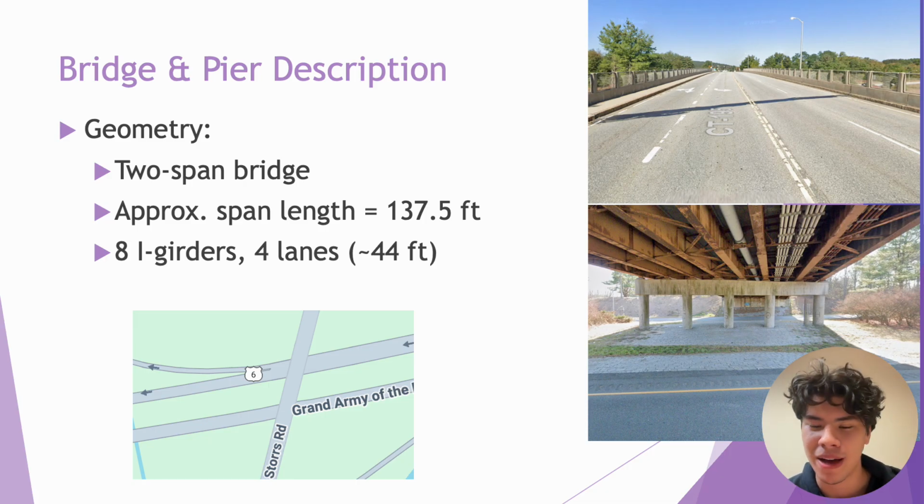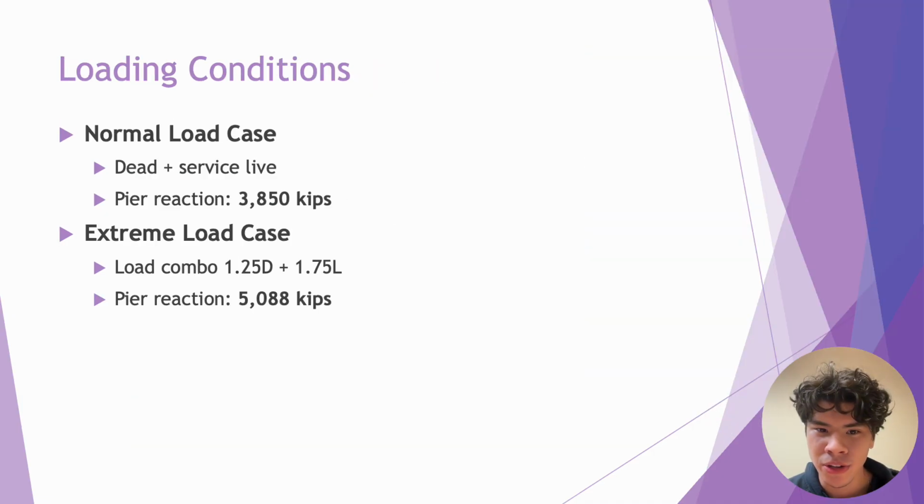Each lane we assume to have about 11 feet per lane with an approximate length of about 44 feet of the entire bridge. We counted 8 I-girders underneath, and we had an approximate span length of 137.5 feet. For this bridge, we had two loading conditions, one with a normal load case and one with an extreme load case. For the extreme load case, we had a load combo of 1.25 times the dead load plus 1.75 times the live load. The normal load case had a pure reaction of 3,850 kips, and the extreme load case had a pure reaction of 5,088 kips.